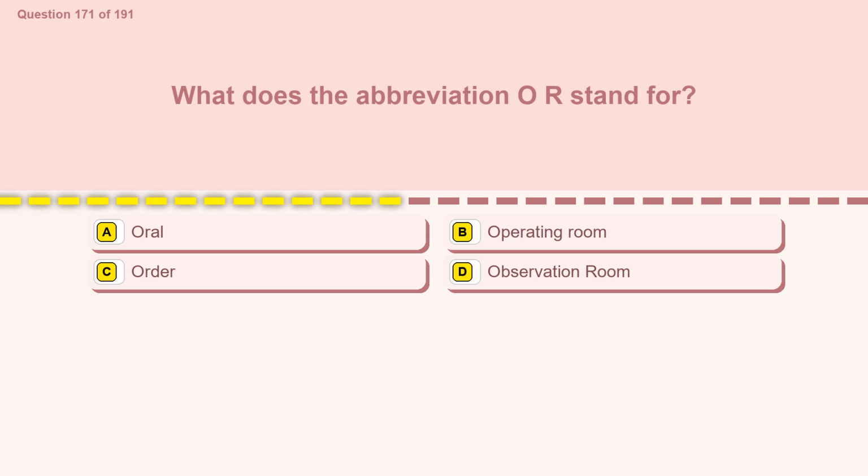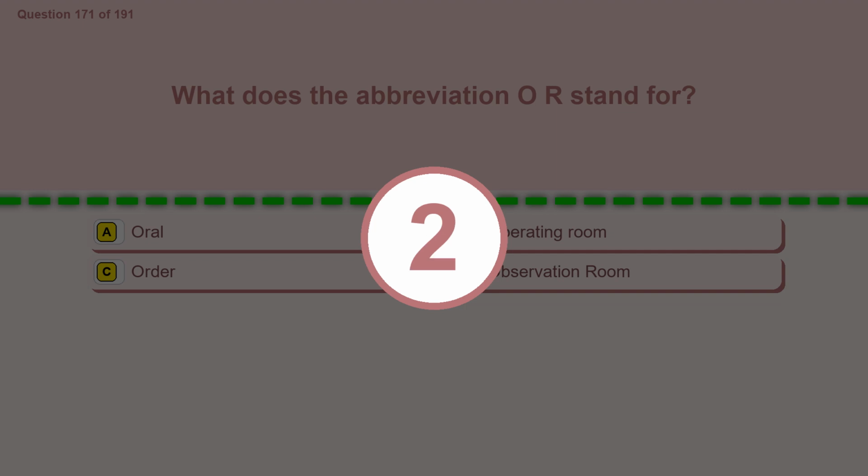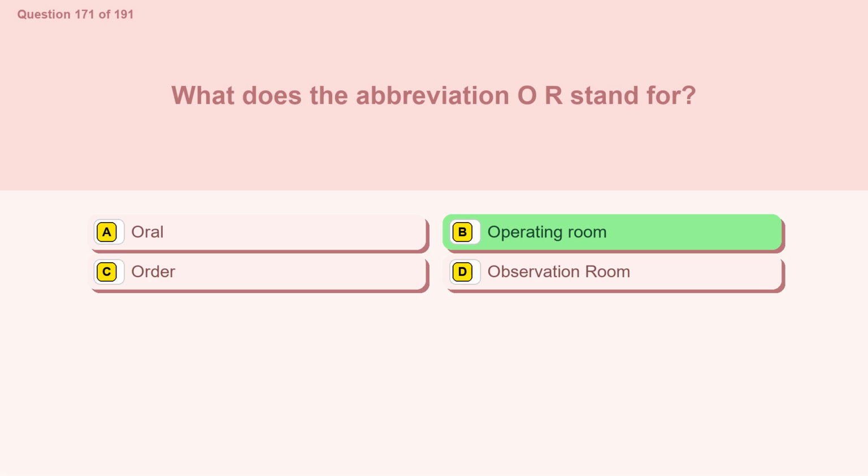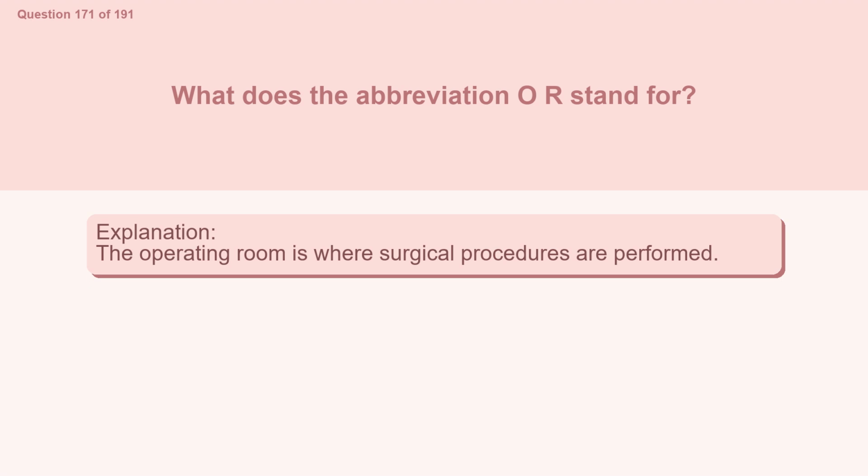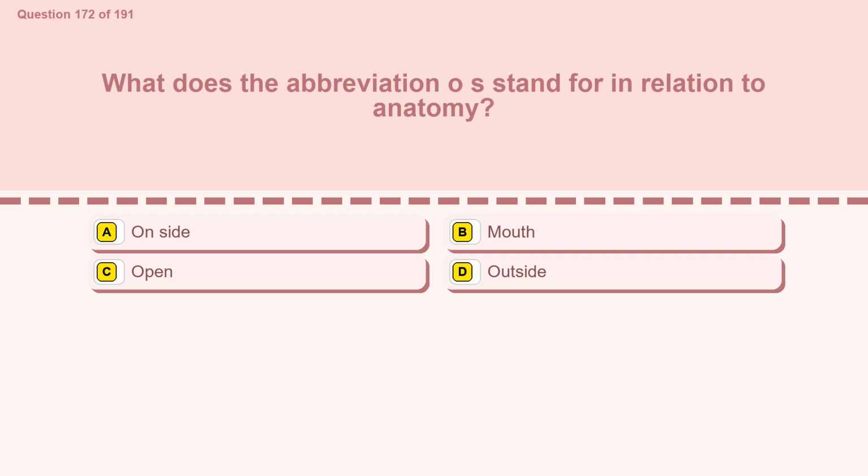Option A. Oral. Option B. Operating room. Option C. Order. Option D. Observation room. The correct answer is option B. Operating room. The operating room is where surgical procedures are performed. Question 172. What does the abbreviation OS stand for in relation to anatomy?